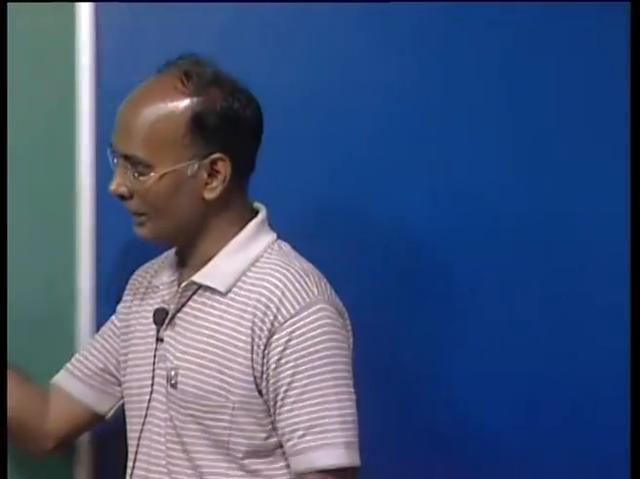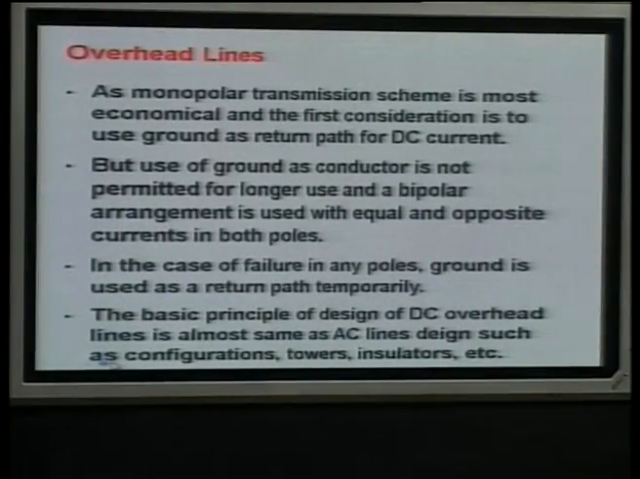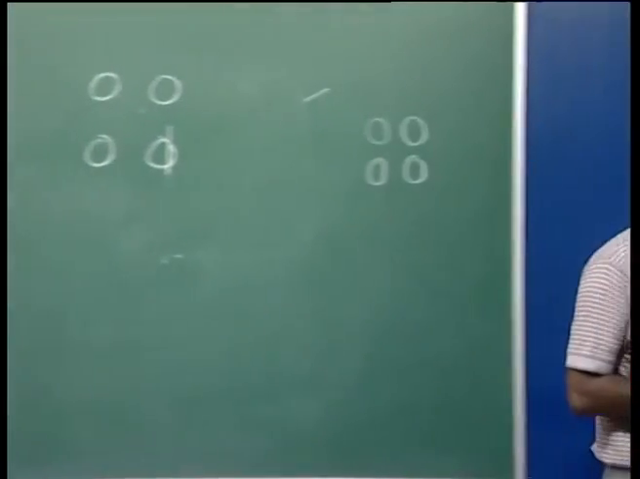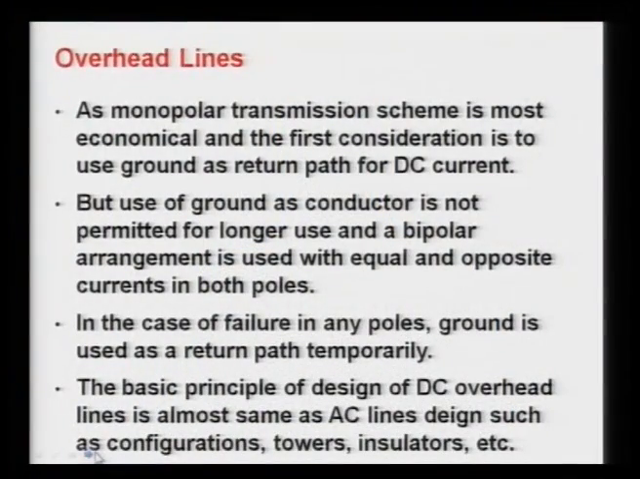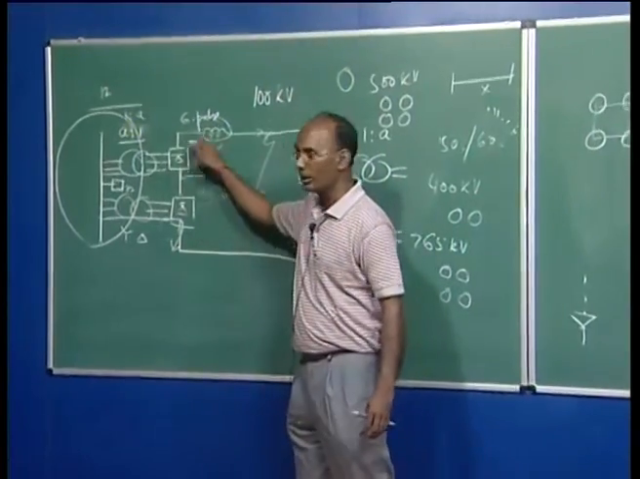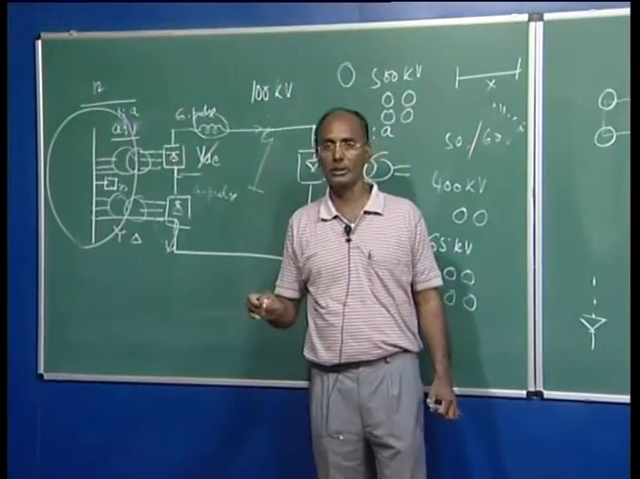However, if you are going for AC here, it also changes the inductance and capacitances, which is very much required for the surge impedance loading of the conductors. In the monopolar operation, the transmission scheme is the most economical, and the first consideration is to use the ground as a return path for the DC current. If you are using only monopolar, then you require one pole and ground will be used as a return path. But use of ground as a conductor is not permitted for a longer duration, as I said. In the monopolar operation the current will be flowing through the ground, but it is not allowed for longer duration due to several reasons.